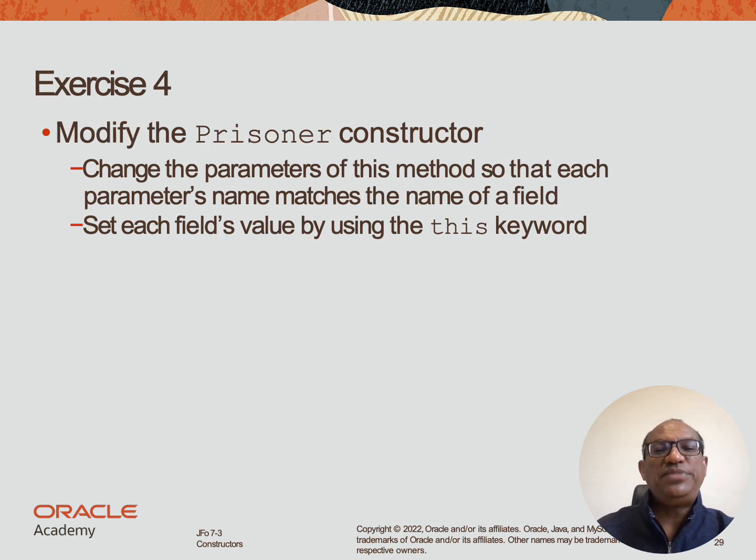In exercise 4, update your constructor. Give it parameters named exactly like the fields, name, height, sentence. Then set them like this. This dot name, assign name. This dot height, assign height. This dot sentence, assign sentence. You're now writing professional level constructors.